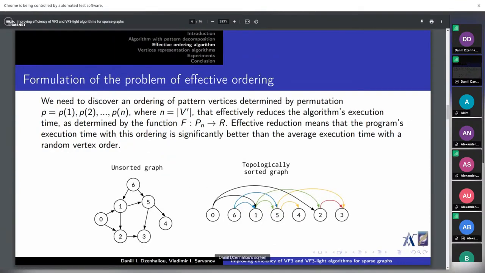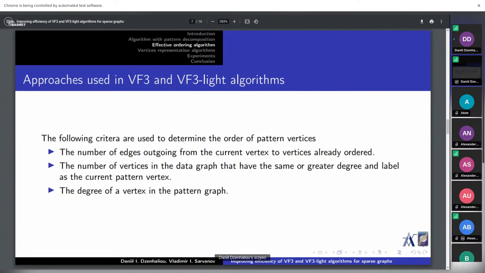Secondly, in this paper, we try to improve the effective ordering for pattern vertices. But what is the effective ordering? We need to discover such an ordering of pattern vertices, determined by a permutation, that effectively reduces algorithm execution time. For each different permutation, we can get an execution time determined by that permutation, because algorithm execution time depends largely on the permutation in which pattern vertices are processed. And effective reduction means that the program's execution time with this ordering is significantly better than the average execution time with a random order. So what approaches are used in the VF3 and VF3-light algorithms for solving this effective ordering problem?